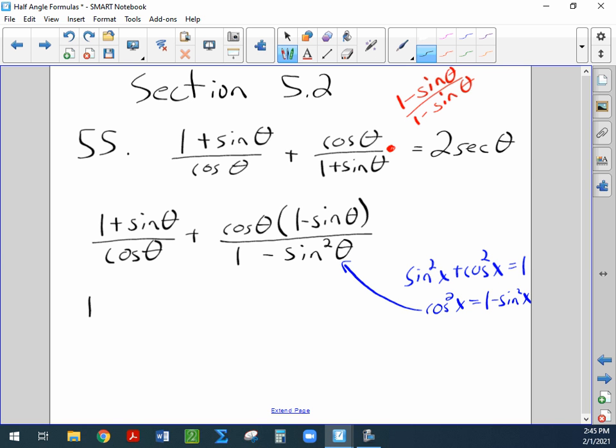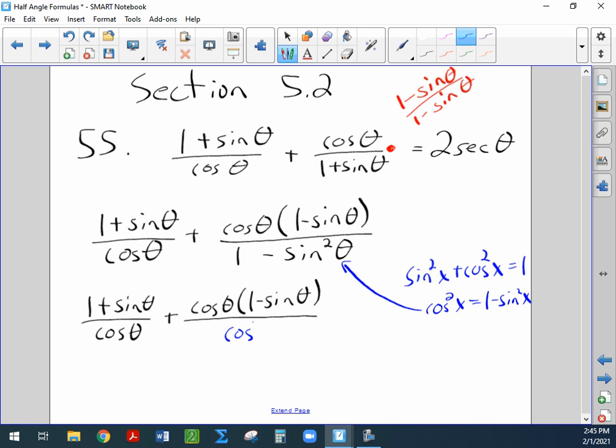So my first fraction stays the same, 1 plus sine theta over cosine theta, plus I have a cosine theta on top still and a 1 minus sine theta on top. And on bottom, I've replaced this 1 minus sine squared with just cosine squared. If I cancel a factor of cosine in the numerator and denominator, now I have a common denominator.